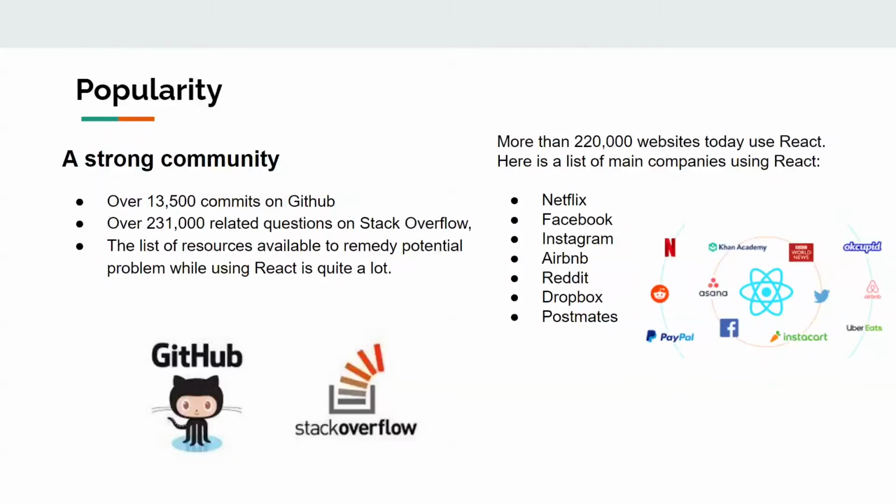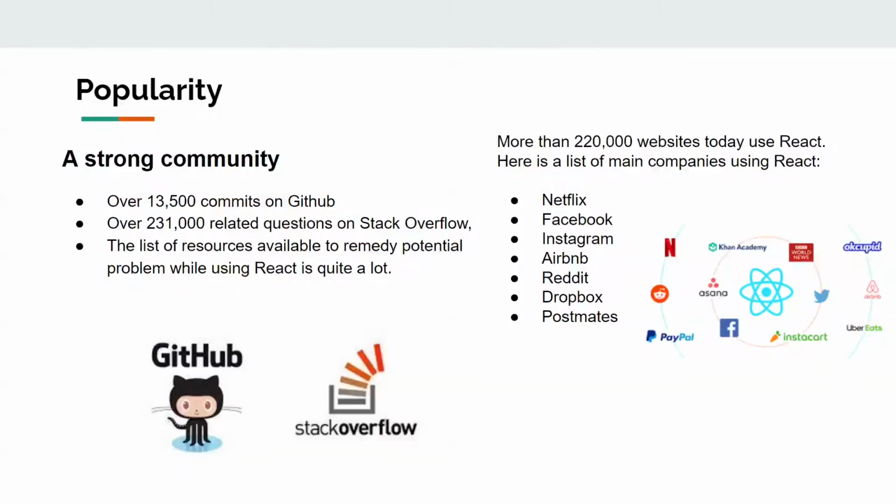We have some data to support the popularity of React. React is on the list of the most popular front-end frameworks and owns a huge community. There are over 13,500 commits on GitHub and over 231,000 related questions on Stack Overflow. Additionally, the list of resources available to remedy potential problems while using React is quite extensive. There are more than 220,000 websites today that use React, and there are a lot of really big-name ones.